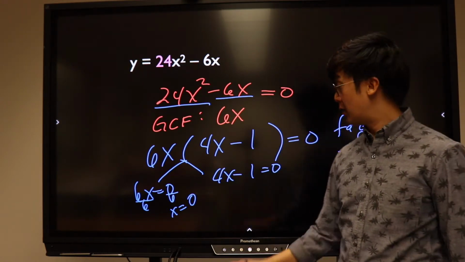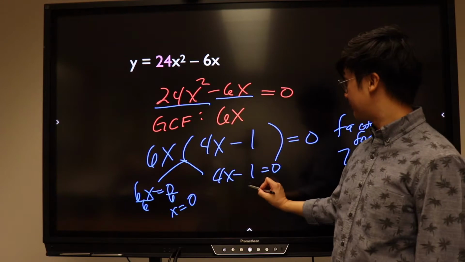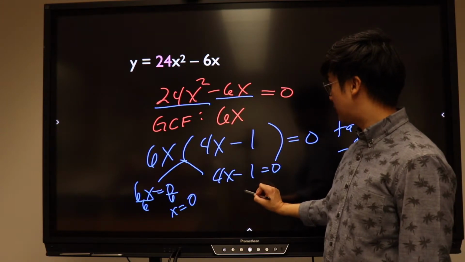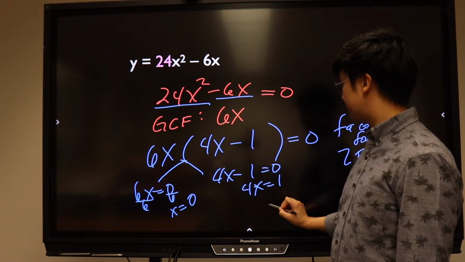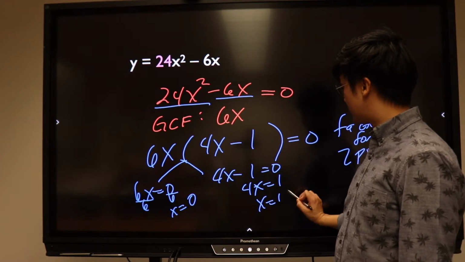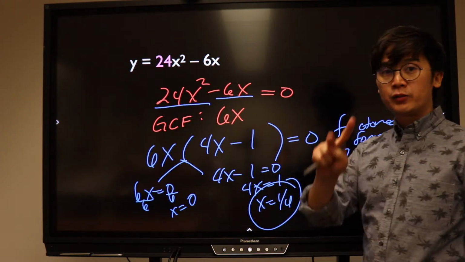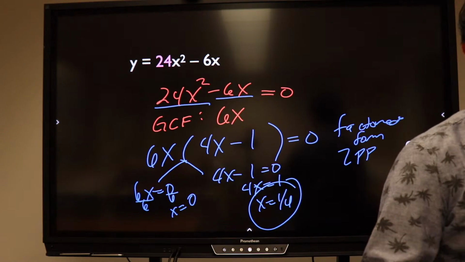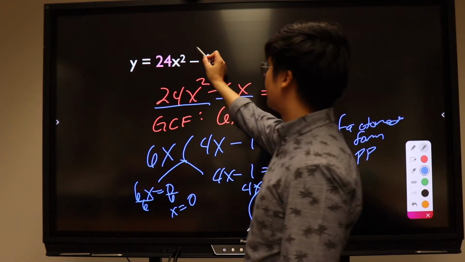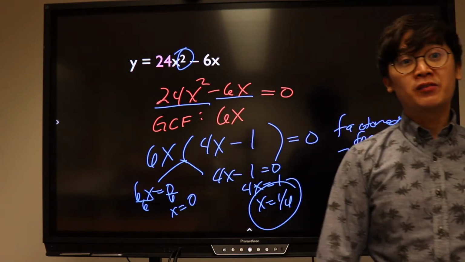0 over 6 or 0. And what is the second solution? Add 1 on both sides, and divide by 4. 2 solutions. So notice that we always have 2 solutions because it's a quadratic and the highest exponent is 2.